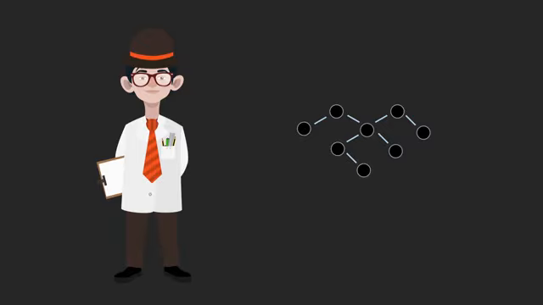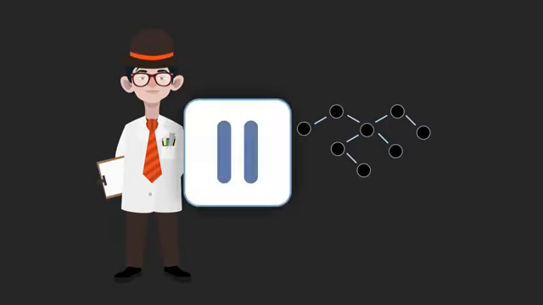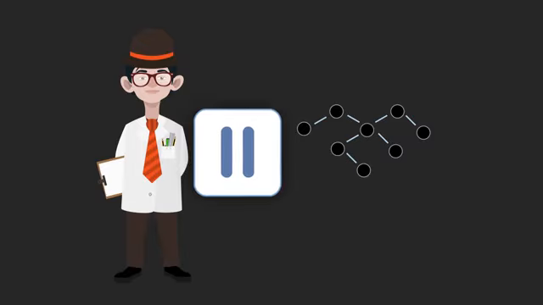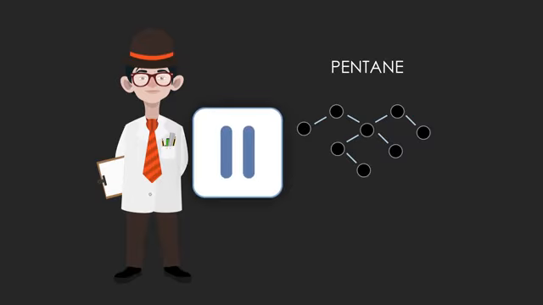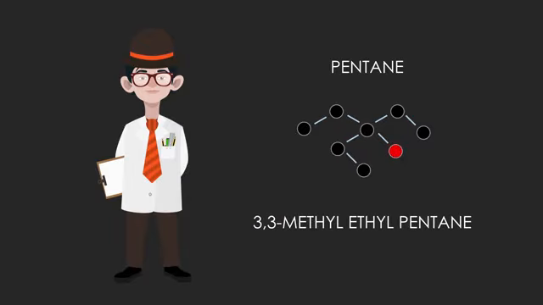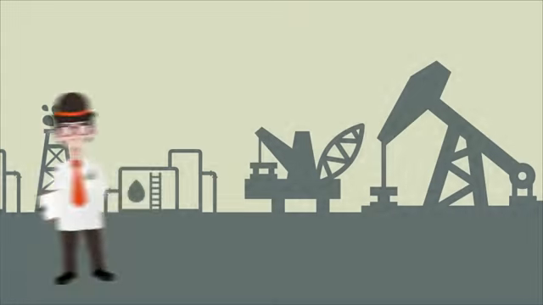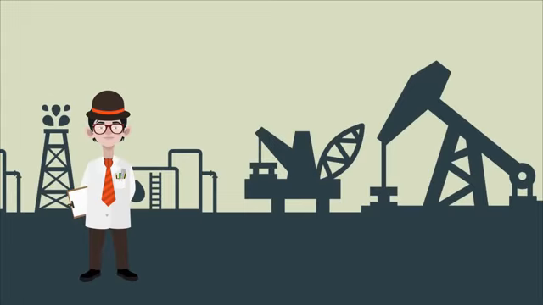But what is its formal name? Pause and count the atoms in the longest chain. Whichever way you count, the longest chain is 5 carbon atoms long, so the name will be pentane. And off the third atom in the chain, there is an ethyl group and also a methyl group, so its name will be, pause and think, 3-methyl-3-ethyl-pentane. But this compound is not normally found in crude oil and is very expensive.